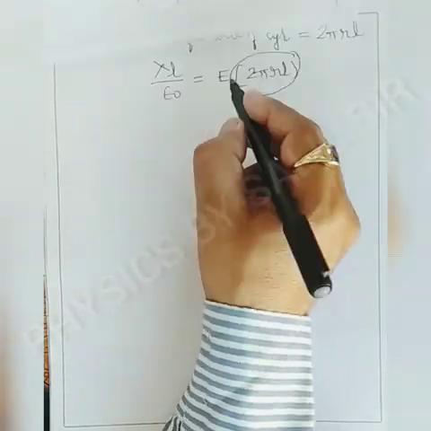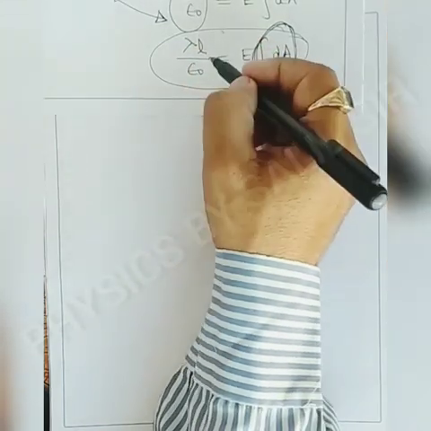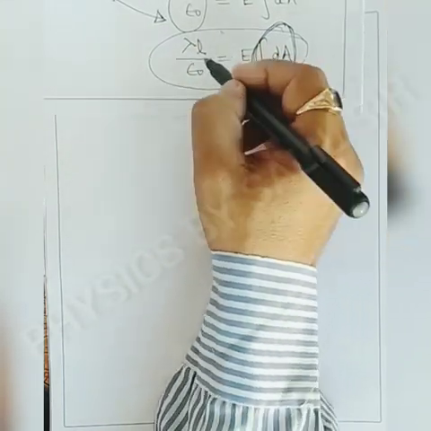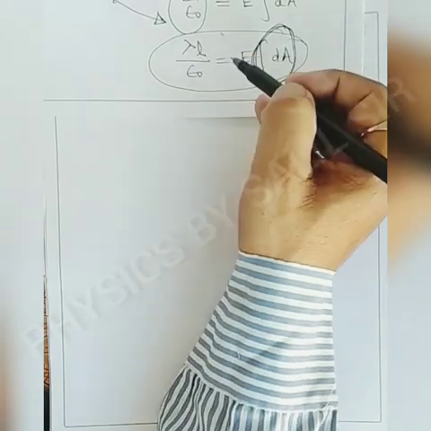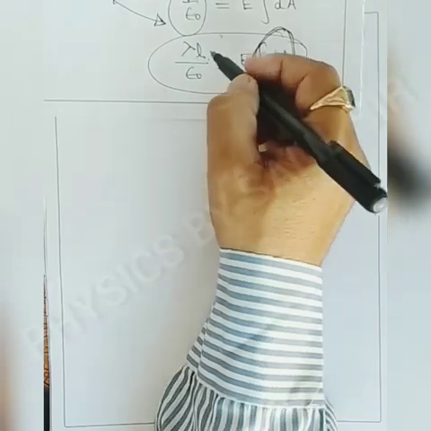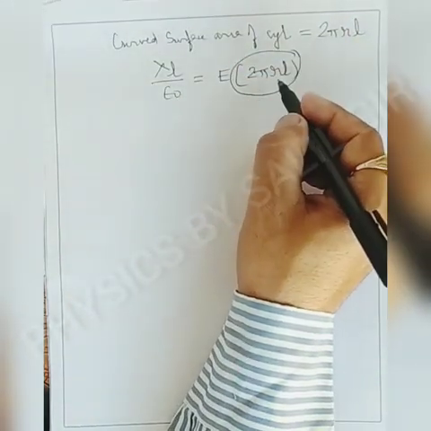The equation was the same. Lambda L upon epsilon naught, where lambda L was in place of Q, is the total charge, and lambda is the charge density. So charge density multiplied by L gives the total charge. So this will be lambda L upon epsilon naught is equal to E 2 pi r L.